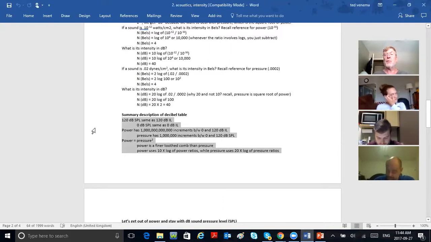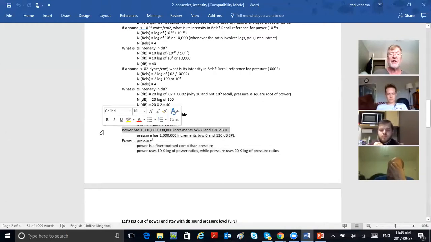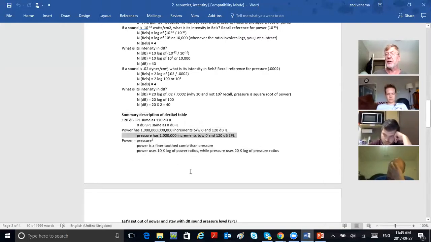120 decibel sound pressure level is the same as 120 decibels intensity level. Intensity is power, SPL is pressure. 0 decibels SPL is the same as 0 decibels power or intensity level. But power, we said, has 1 trillion increments between 0 and 120. Pressure has 1 million increments between 0 and 120.